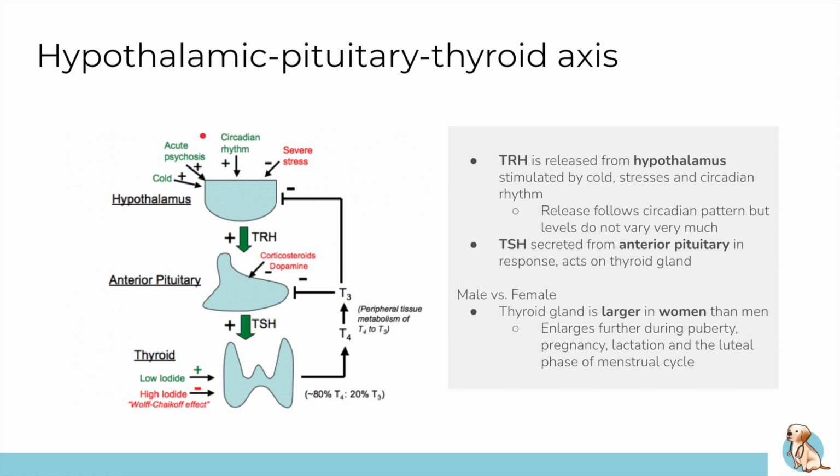On the other hand, TRH is inhibited by factors such as severe stress, decreased energy levels, starvation, as well as somatostatin, growth hormone, cortisol, corticosteroids, dopamine, and as negative feedback works, increased T3 and T4 levels. Another thing to note is the difference between males and females. In females, the thyroid gland is larger, and this enlarges even further during puberty, pregnancy, lactation, and the luteal phase of the menstrual cycle because of the changes in estrogen levels.